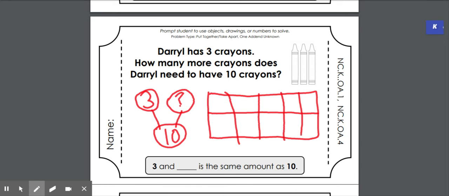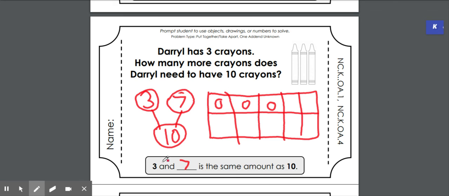All right, we have our 10 frame. How many crayons does Daryl have? 3. So put those 3 crayons, or just draw your 3 counters on your 10 frame. Now, what do we need to do to figure out how many more we need? That's right, count the empty spaces. So let's do that together. 1, 2, 3, 4, 5, 6, 7. Great job. 7. So now we know our missing part here, and it is 7.